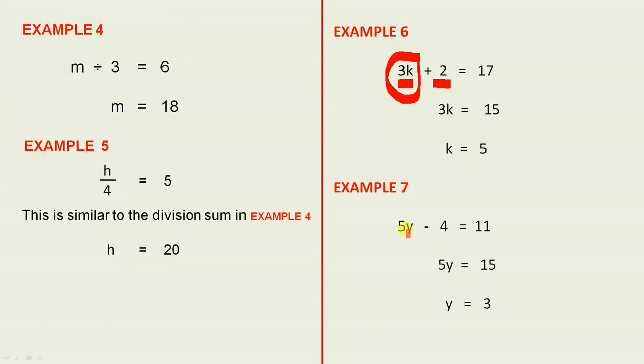Example 7, 5y minus 4 equals 11. Now, something take away 4 gives you 11. Now this something, which is the 5y, that must be 15, because 15 take away 4 is 11. So if 5y is 15, guess what? y equals 3, because 5 3s are 15.